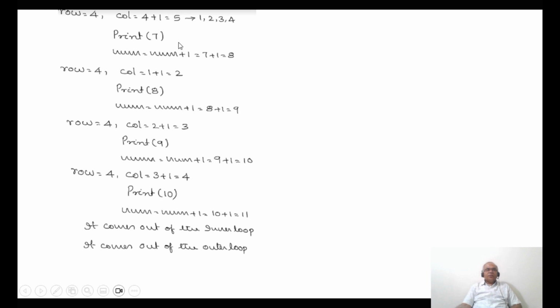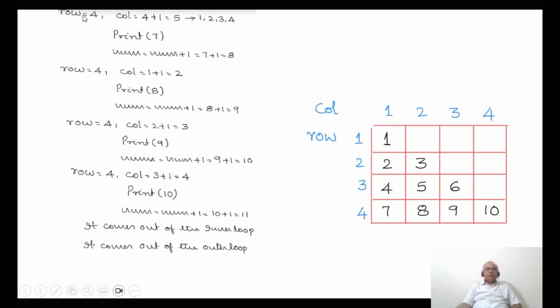Now you can see row 4. Column will be row plus 1, 4 plus 1 becomes 5. So that means 1 comma 2 comma 3 comma 4. So you can see 1 comma 2 comma 3 comma 4. So print 7, because the previous value of num was 7. So it prints 7. Then num is incremented by 1. So 7 plus 1 it becomes 8. Then the column is incremented by 1. So 1 plus 1 it becomes 2.